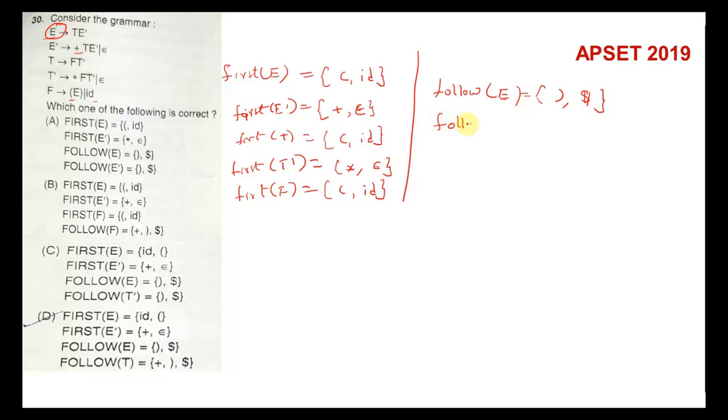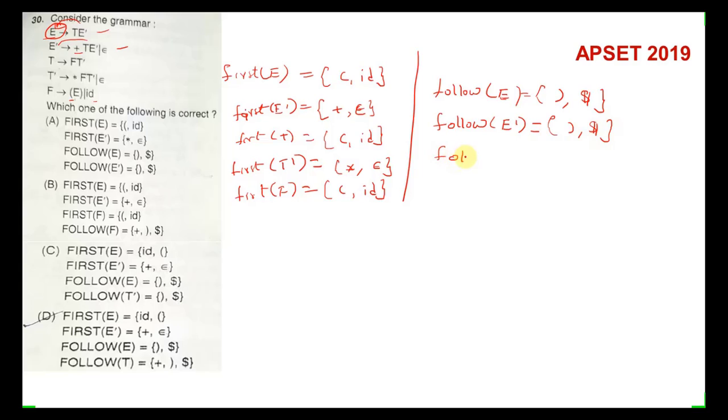Okay. Next, follow of E dash. Where is E dash in the right hand side? Here we have an E dash, and here also we have an E dash. After the E dash we don't have any symbol, so follow of E dash is the follow of E. Follow of E is closing bracket and the dollar. And in the second production rule also we have an E dash, and nothing follows it, so follow of E dash is again the follow of E dash. So follow of E dash is closing bracket comma dollar.